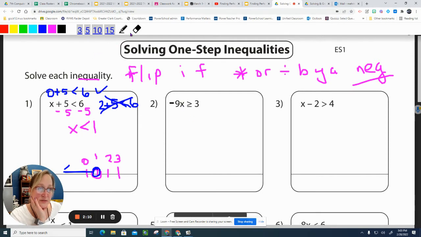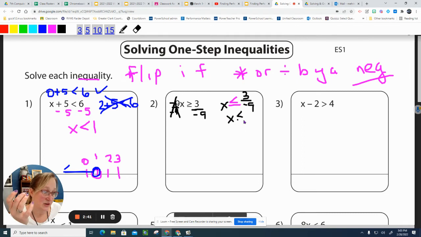This one has a negative. So since it has a negative and it's being multiplied, I'm going to divide both sides by -9. So I'm left with x. Now I divided by a negative, so that sign needs to flip. And then I'm left with 3 over -9, which can be reduced to x is less than or equal to -1/3.